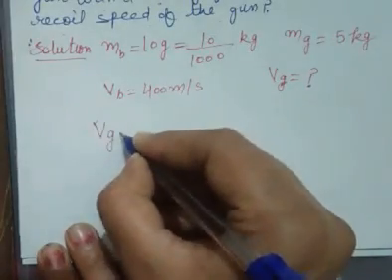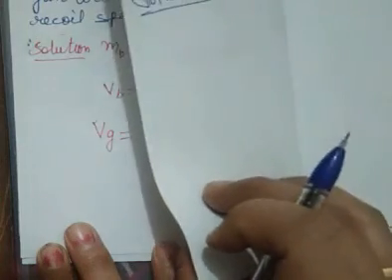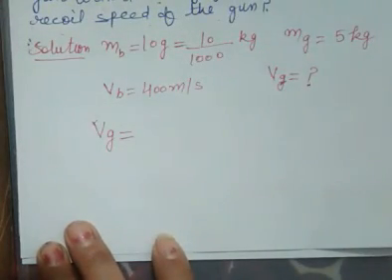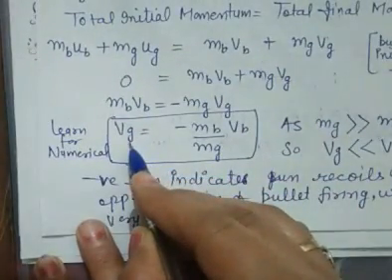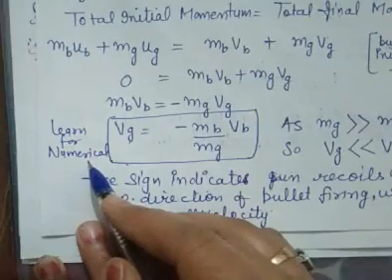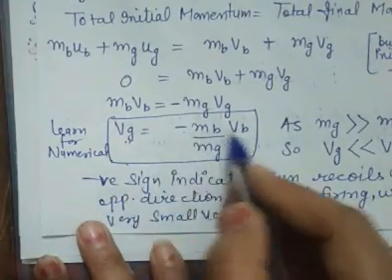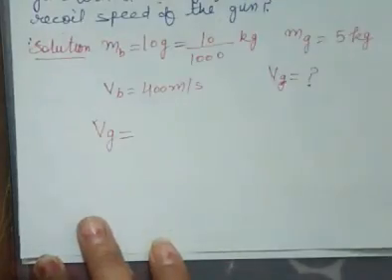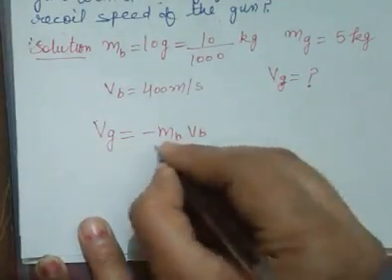What is the formula to find out the velocity of gun? I have taught you in my previous video regarding derivation. Derivation is velocity of gun. I have mentioned that it is the formula you have to learn. Vg is equal to minus mb vb upon mg.